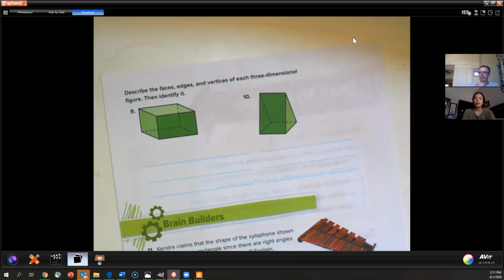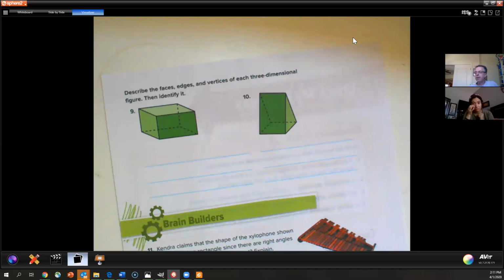And if you guys remember, in the video that was posted for the previous lesson, there's a chart on there, and it gives you different qualities and attributes for 3-dimensional figures. So if you need to use that as a reference, go ahead and use that as well.